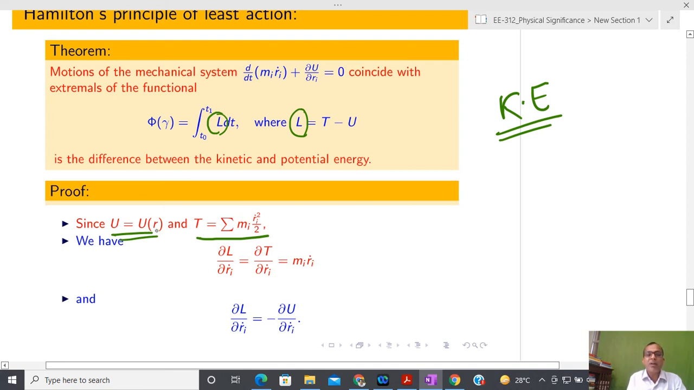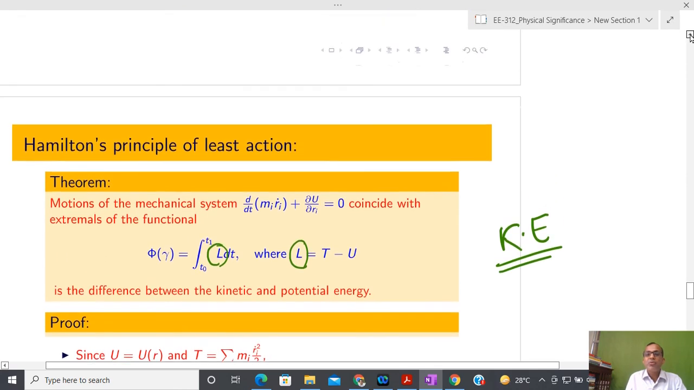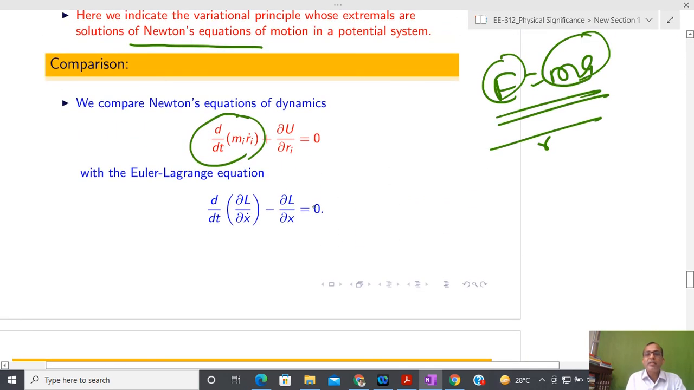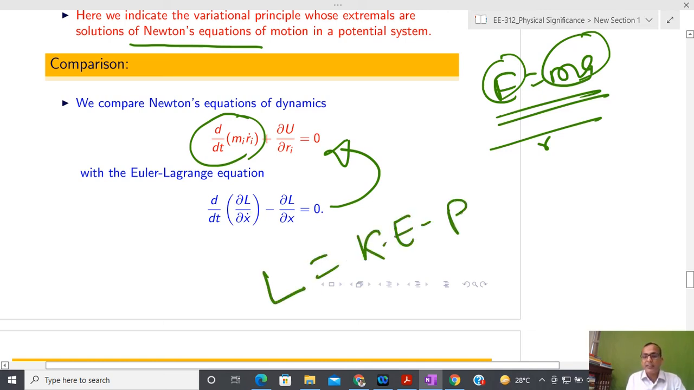Here the potential is a function of r, so we have dou L by dou r dot, minus dou U by dou r. If you replace dou L by dou r dot by this, and dou L by dou r by minus dou U by dou r, then you are exactly able to get Newton's equation from the Euler equation. Here you have to define L. L is nothing but kinetic energy minus potential energy.